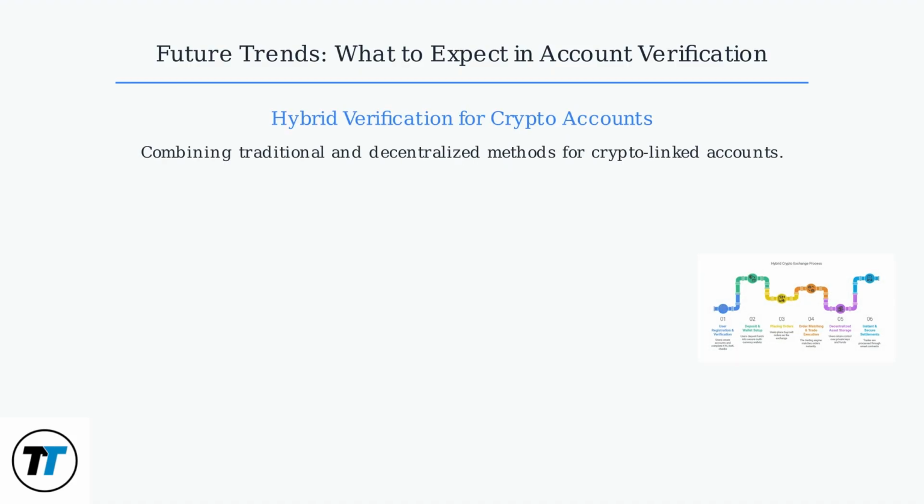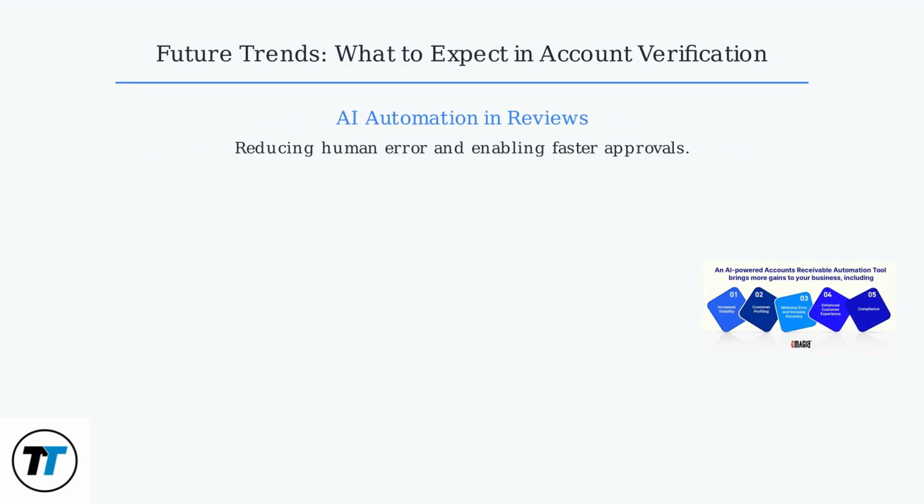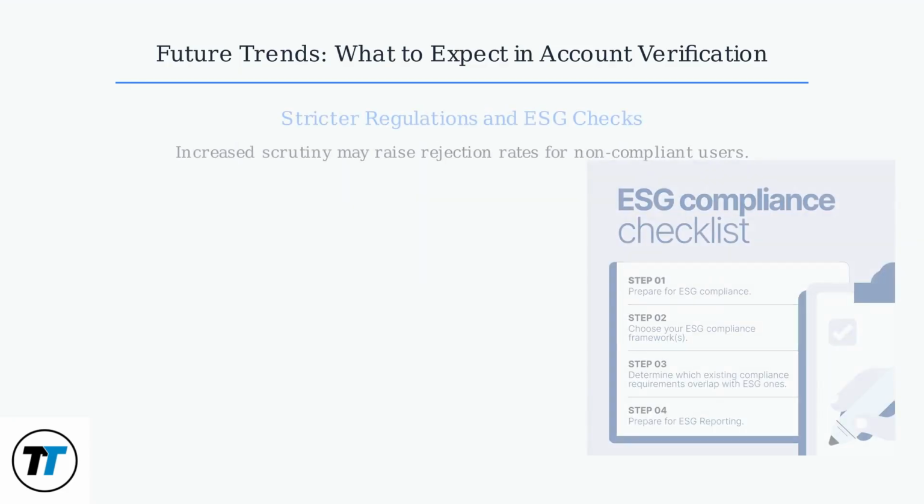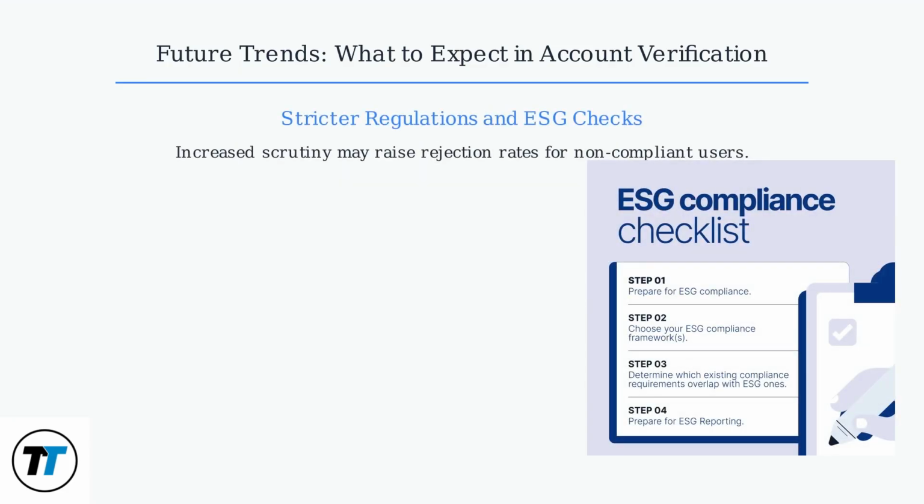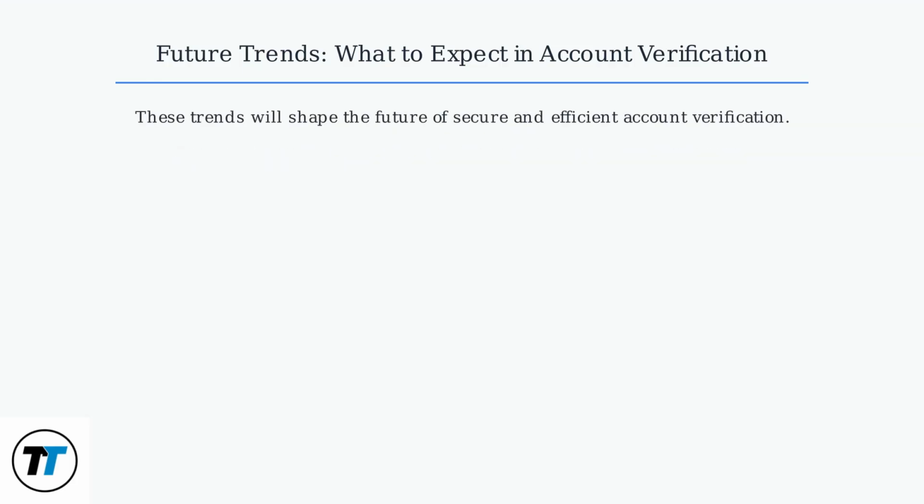Hybrid verification for crypto linked accounts is becoming more common, blending traditional checks with decentralized finance approaches. AI automation will continue to reduce human error in reviews, leading to more efficient and accurate verification processes. However, stricter regulations, especially in crypto, may increase rejection rates. Be prepared for environmental and sustainability checks for ESG-focused trading. These evolving trends will make account verification more secure and efficient, though with some increased scrutiny.